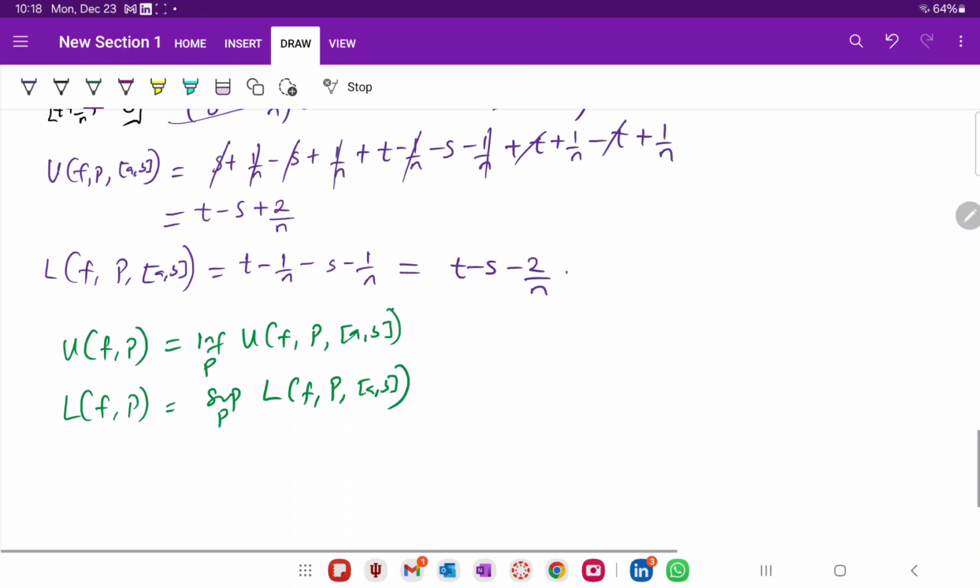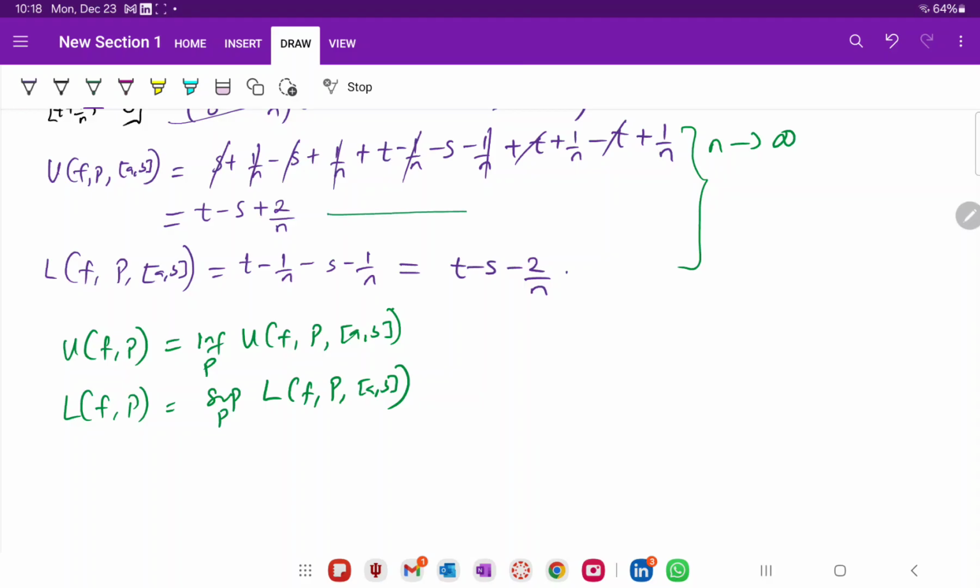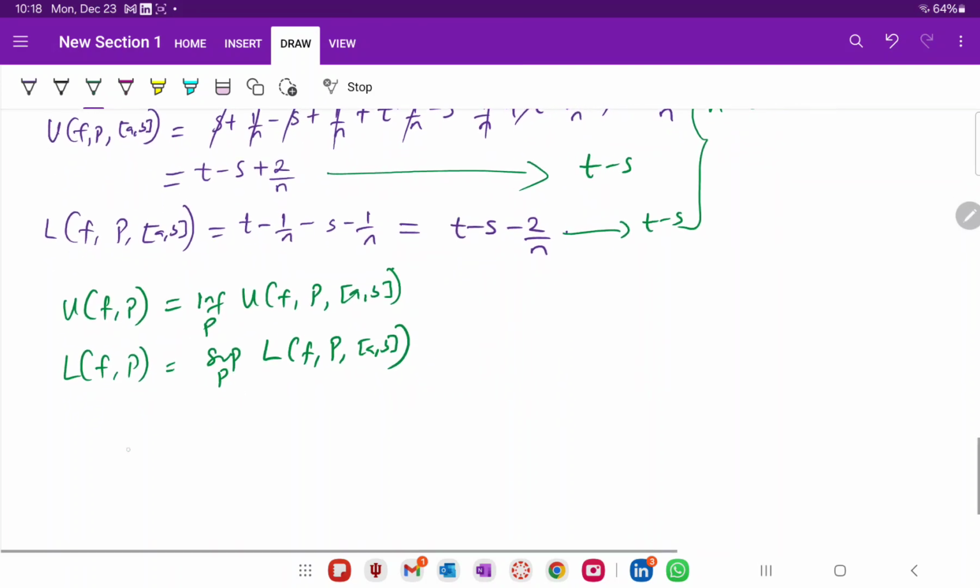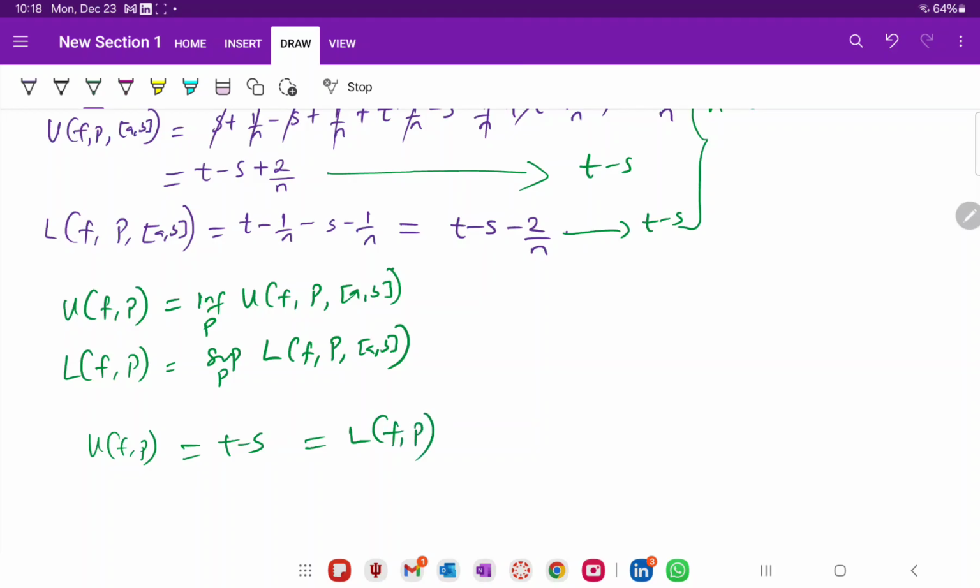So that means that both of these, as n tends to infinity, taking out the supremum, this one is going to tend to t minus x, and this one is also going to tend to t minus x. So that implies that the upper Riemann integral equals t minus x, and this also equals the lower Riemann integral, which is also equal to t minus s for sufficiently large n.